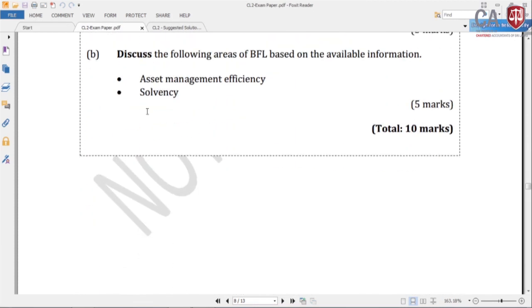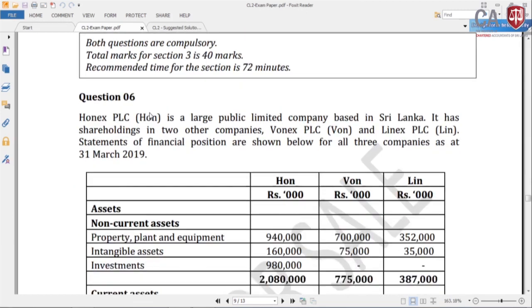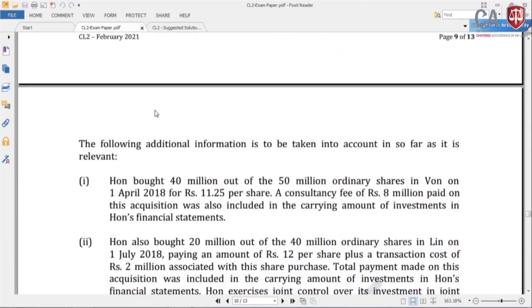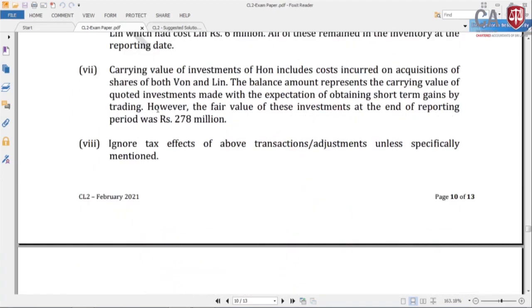So, that was it. So much for question number 5, and we are moving on to question number 6. This is where you can score the highest. Consolidation question for 20 marks.